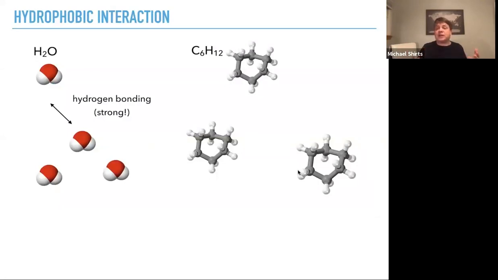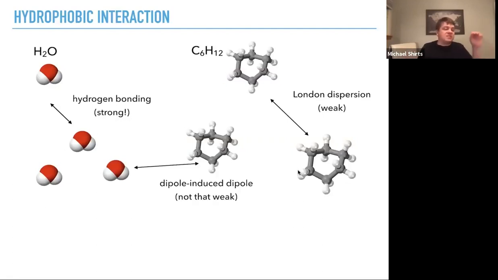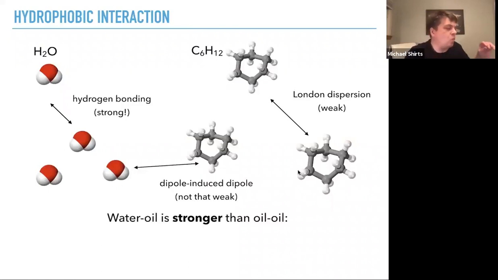So H2O has hydrogen bonding, which is strong, right? Here I've got cyclohexane, London dispersions, which are weak. So you might think, okay, those are weak. Well, what about the water-cyclohexane interactions? Those must be even weaker, right? Because these things don't mix at all. But that's not true. Water and cyclohexane has dipole-induced dipole interactions, which are stronger than the induced dipole interactions between oil molecules. So water-oil is actually stronger than oil-oil. They're not very strongly attracted to each other, but water-oil, because it's dipole-induced dipole.